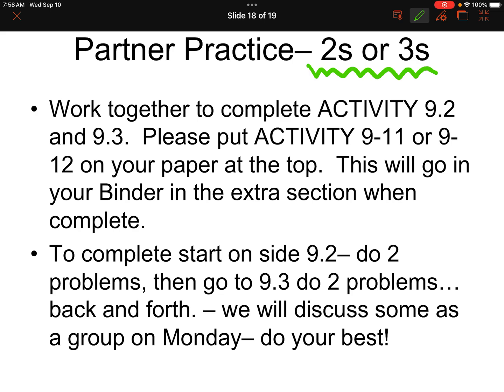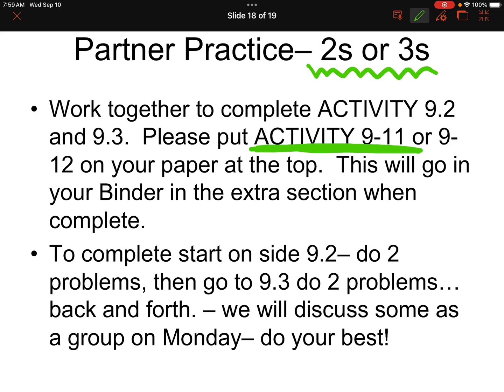Okay? You're going to put activity 9-11 at the top of the paper. It's going to go in the activity section of your binder. If you're doing this on the 12th, you'll put the 12th. When you are finished, that's where you will house that. You're not going to submit it. We're going to talk about it on Monday.